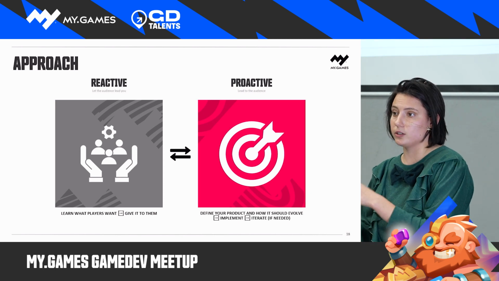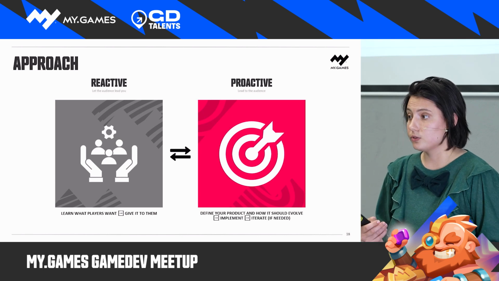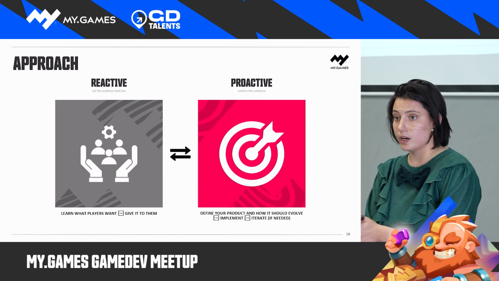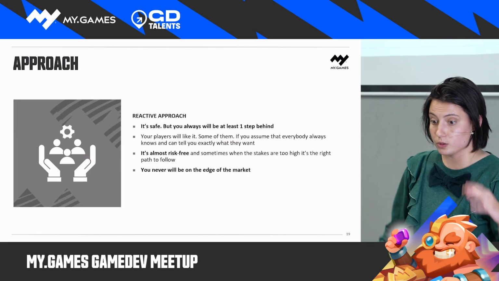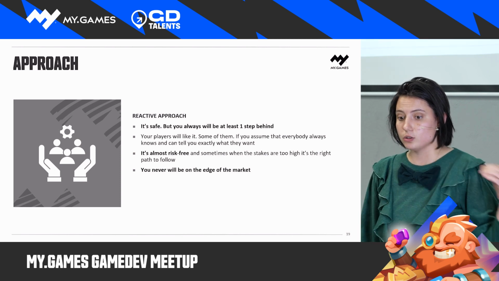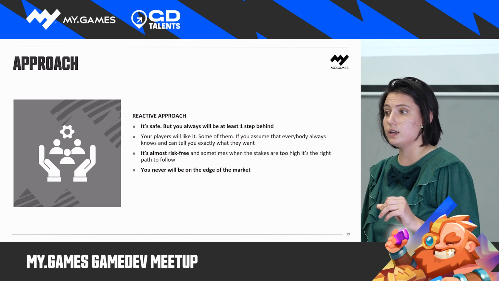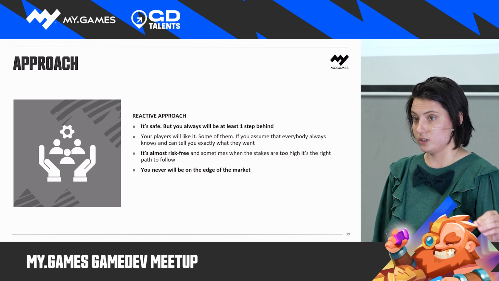Reactive, you just let your players tell you what they want, and you give it to them. Proactive, you define what your product means, you define how it should evolve, and you lead your players. You don't follow them. So reactive is safe, but you will be one step behind. Reactive is good if you assume that anybody can tell you what they want and that they really know that they want it, which is not true.